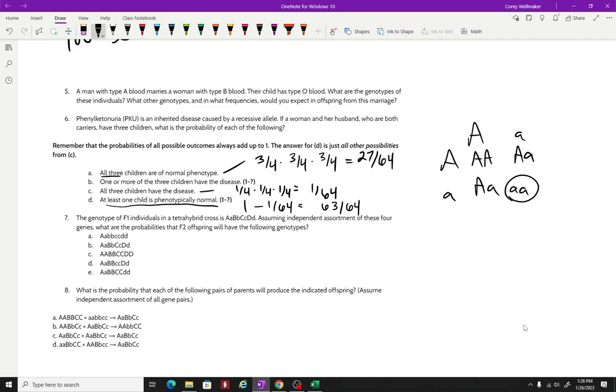1 or more of the 3 children have the disease. So that's just looking at scenario A. This is the probability that all of them are the normal phenotype. So the probability of the alternative, which is at least one doesn't have the normal phenotype, which means at least one has the disease, is just 1 minus 27/64. And by 1, I mean 64/64 minus 27/64.